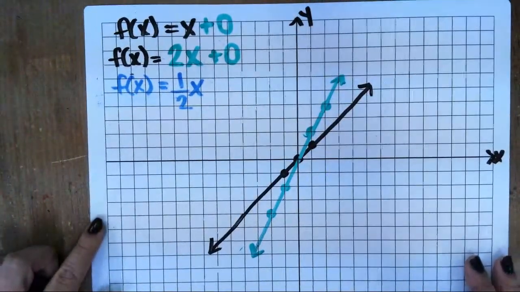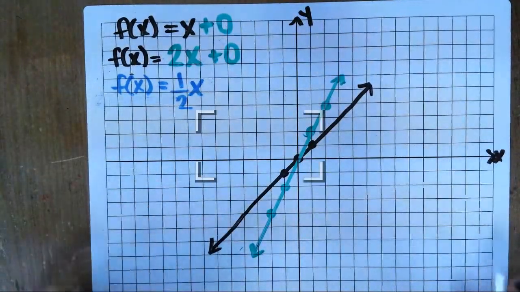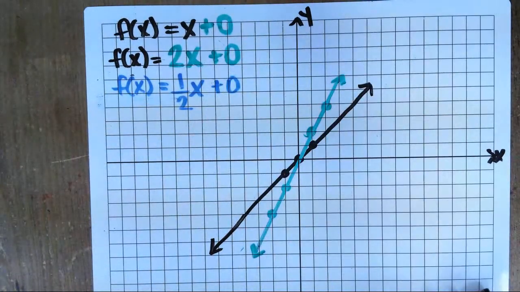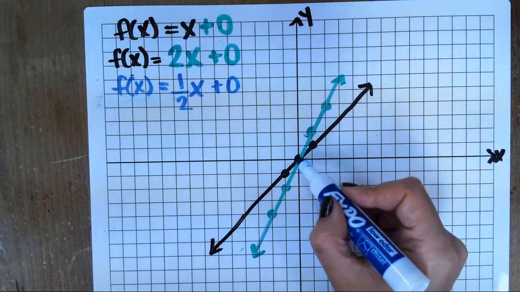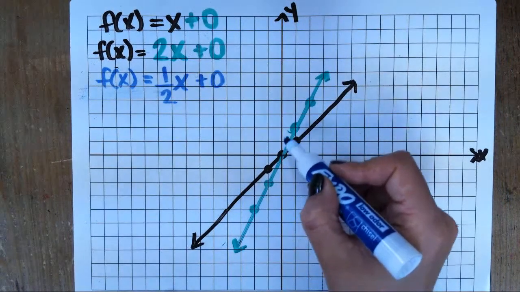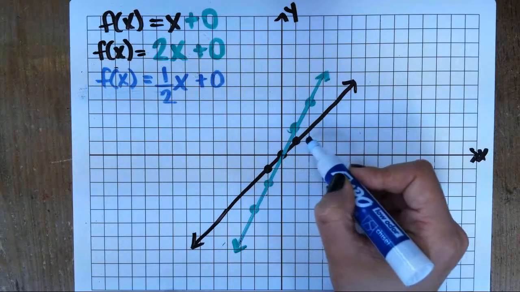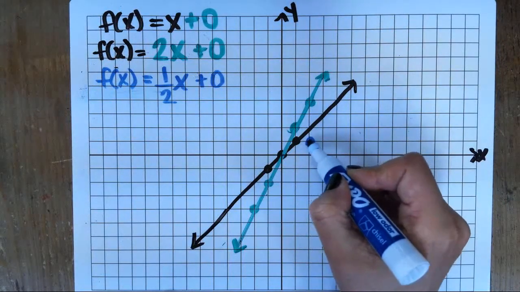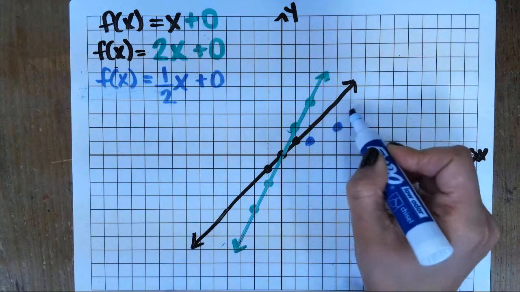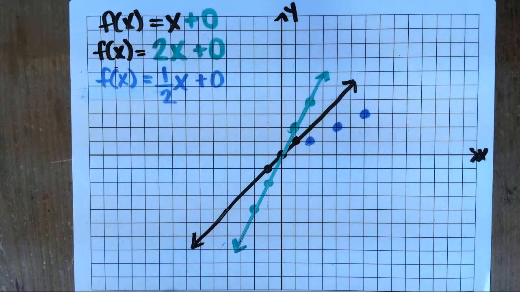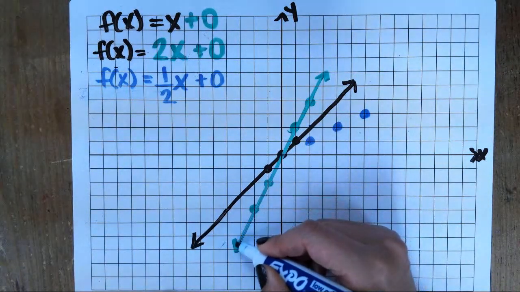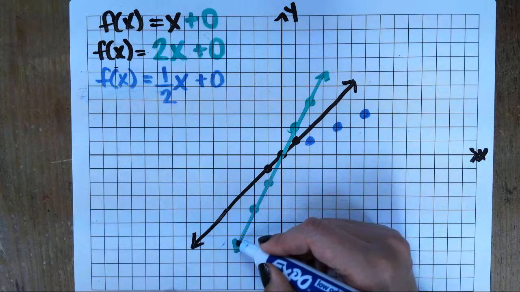Now again, if I have f of x equals 1/2 x, that is also the same as having a plus 0 intercept. So my intercept is still going to be here at 0, but now I'm going to go up 1 and to the right 2. Up 1 and to the right 2. And just as I did with this line, I want to plot a couple of points backwards so that I get a full line.